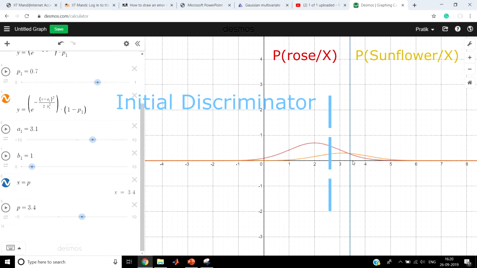And what is our discrimination boundary? It basically tells you the region of sunflower and the region of rose. So this will be the region of sunflower. Any sample which has radius or size greater than this particular value will be sunflower, and less than this value will be rose. We are going to see discriminant functions in detail in the coming lectures.